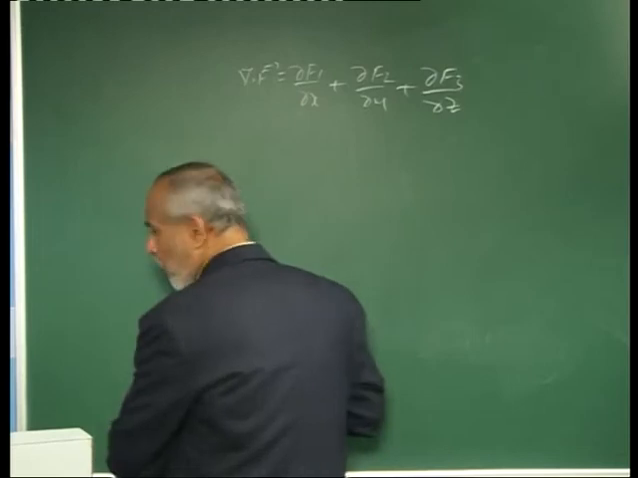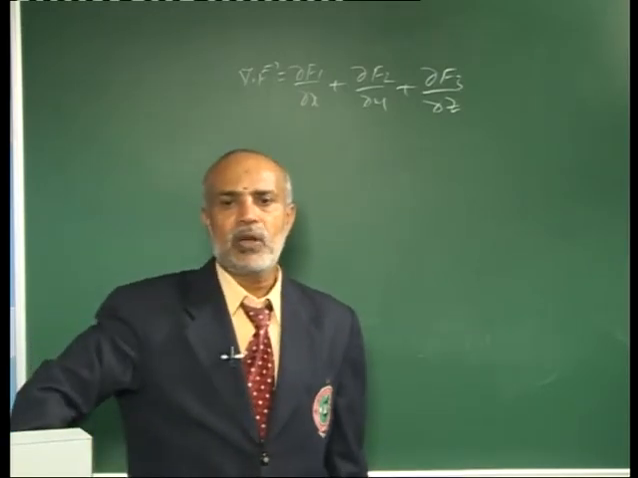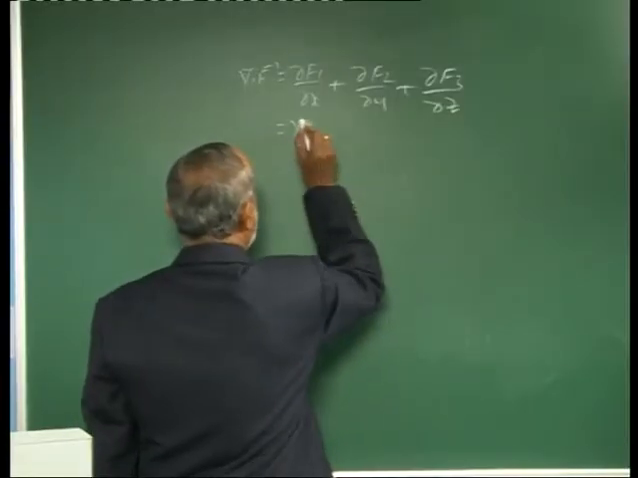For the given problem, the i component can be taken as f1, differentiating partially with respect to x. See here, differentiating partially with respect to x, in xyz, y and z are constant and x differentiation is 1, so you get yz. Y squared z gives 0. So dou f1 by dou x value is yz.